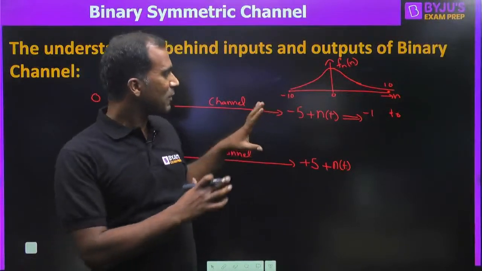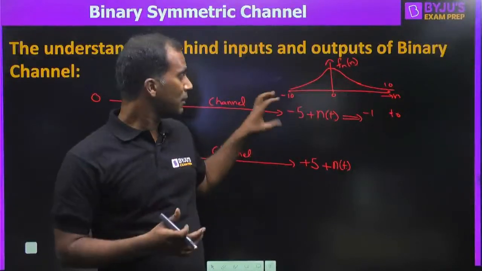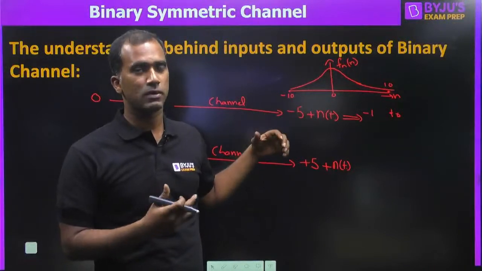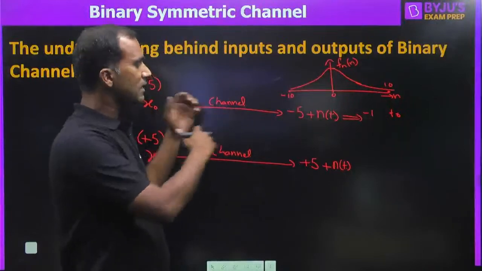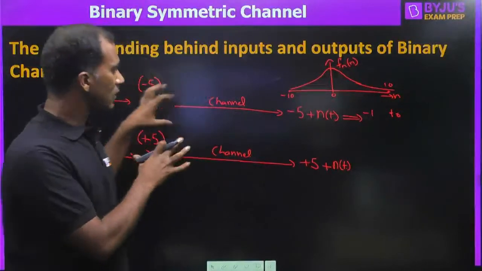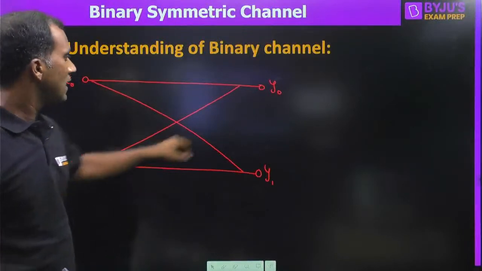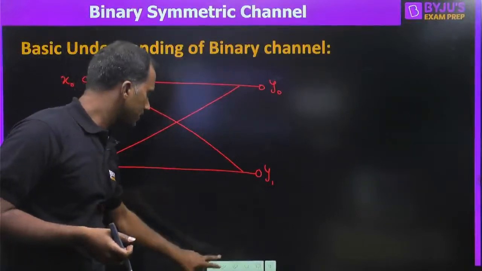Whatever points are supposed to be understood, just try to understand them. If you have any other questions or ambiguities about what I have explained just now, you can ask me. I would be happy to answer them. But first focus on the point that I'm going to convey. What do we want to understand in this slide? We want to understand the meaning of x0, x1 and y0, y1. Once we understand that, then we'll talk about the binary symmetric channel.